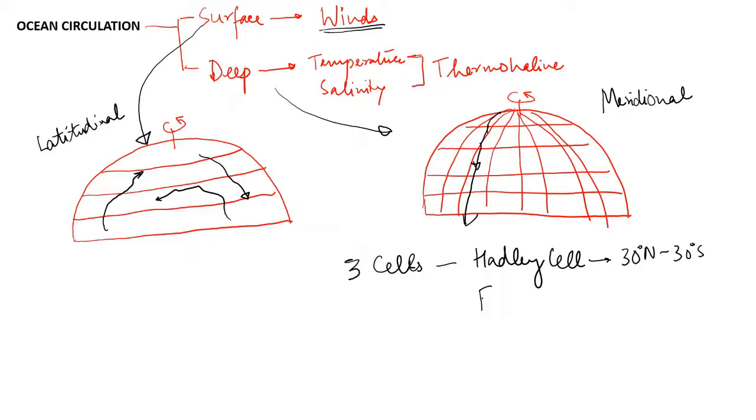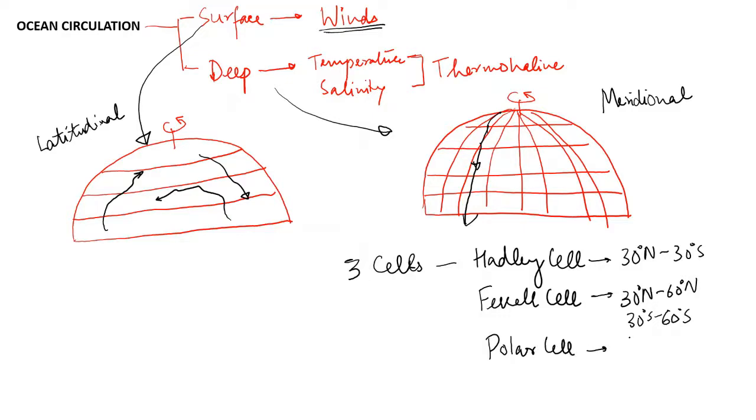Then there is the Ferrel cell, which operates from approximately 30° north to 60° north and 30° south to 60° south. While the last one is the polar cell. Polar cell operates roughly between 60° north to 90° north and 60° south to 90° south.